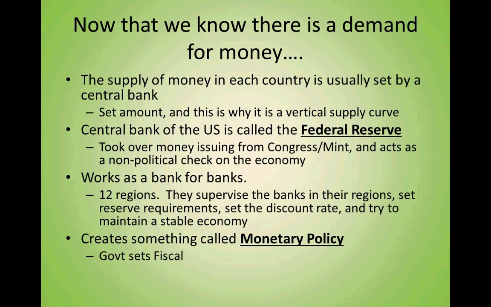So, first let's talk about money supply and who sets that number. We already talked about that a little bit in 4.5. Let's get into how they set that number, how they control it, and how they shift it. The supply of money in each country is usually set by a central bank. So there's some central authority who controls the money supply, or tries to control it, and its relationship with interest rates. They set the amount, and that's why it's a vertical supply curve. They set the quantity, so it's going to be a straight line on a graph.